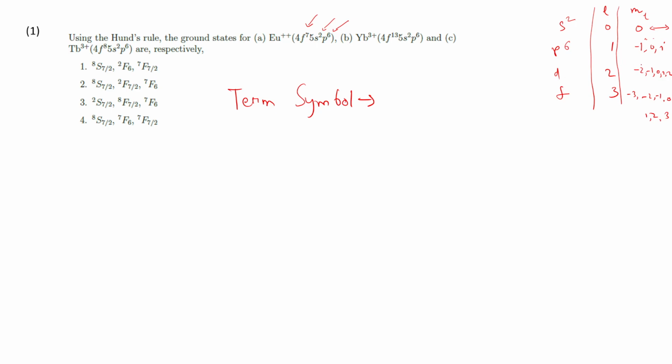D can take a total of 1, 2, 3, 4, 5, 6, 7, 8, 9, 10, so total 10 electrons, then it is fully filled. F can take a total of 1, 2, 3, 4, 5, 6, 7, 8, 9, 10, 11, 12, 13, 14, so totally 14 electrons. So anything less than 14 in the F orbital means it is partially filled.